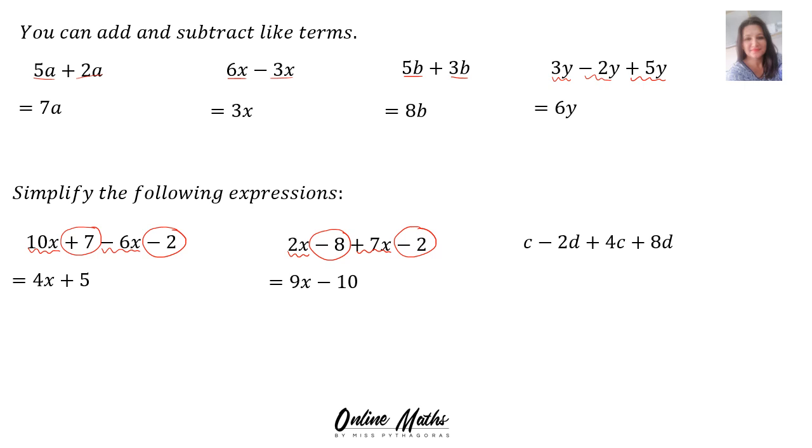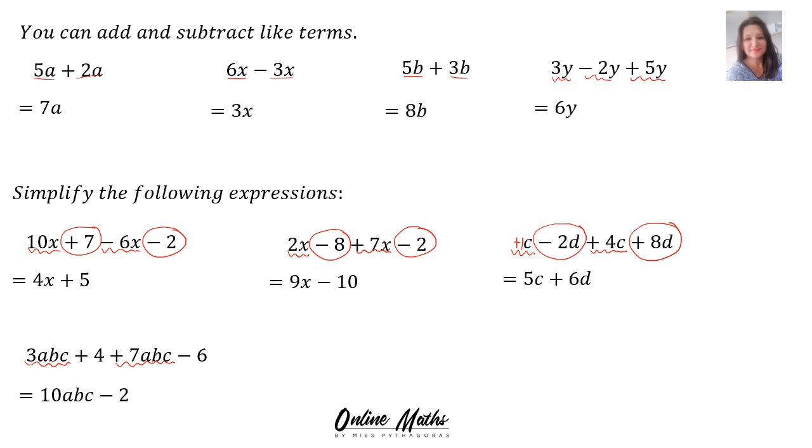Remember, if there's no coefficient written there, it means there's an invisible plus 1c. So we can say 1c plus 4c is 5c. And then minus 2d plus 8d is 6d. This one, 3abc plus 7abc is 10abc, and plus 4 minus 6 is negative 2.